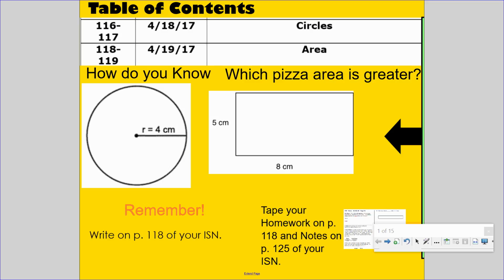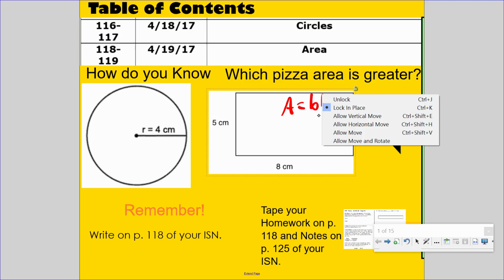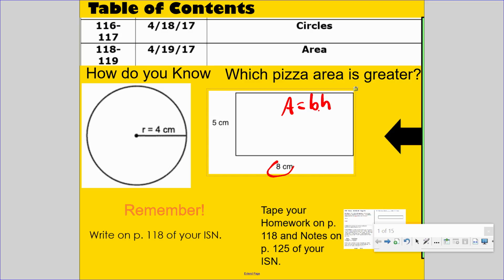How do you know which pizza area is greater? Would a circular pizza or a rectangular pizza be greater? Well, first of all, we know the area of a rectangle is base times height. The base is 8, the height is 5. So the area of this rectangular pizza is 40 square centimeters.